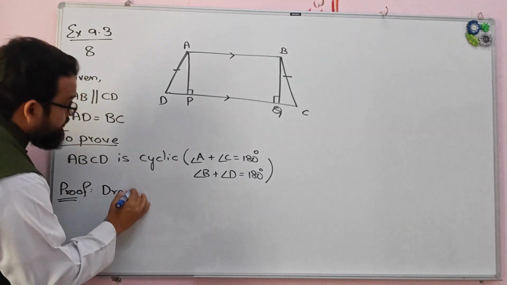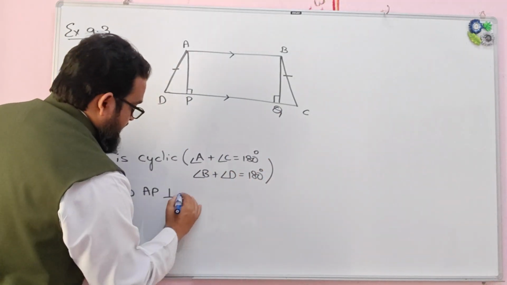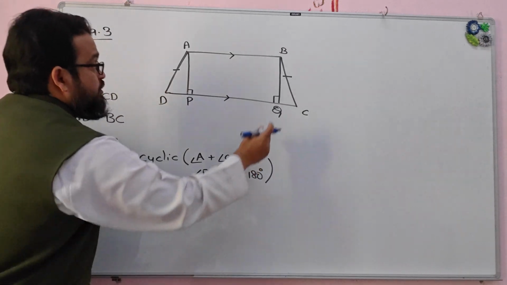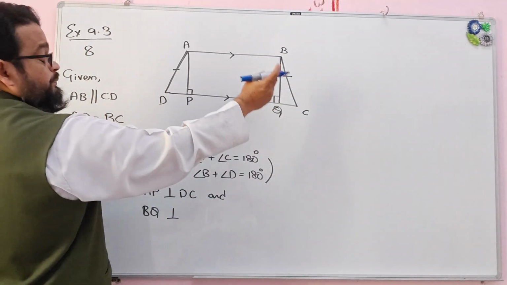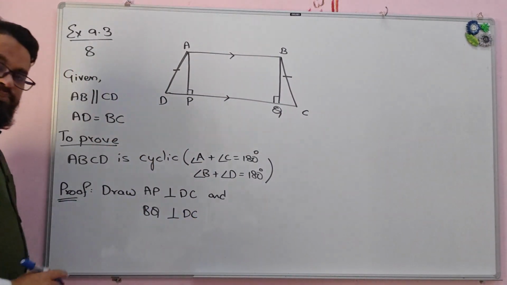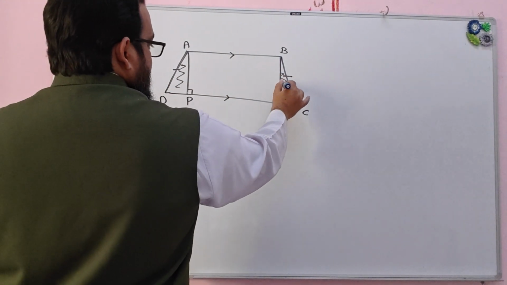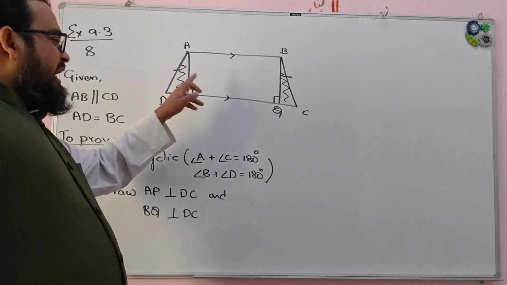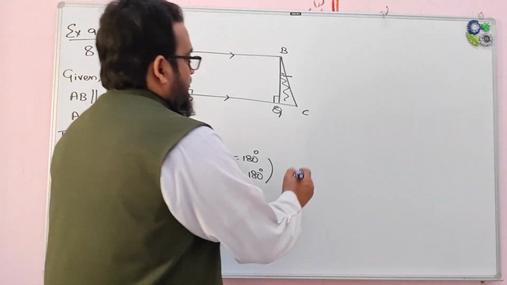Draw AP perpendicular to DC and also draw BQ perpendicular to DC. Okay. So what are these two formed? Are these two triangles? If I prove congruency, can I prove that angle D is equal to angle C? Okay, let us try.